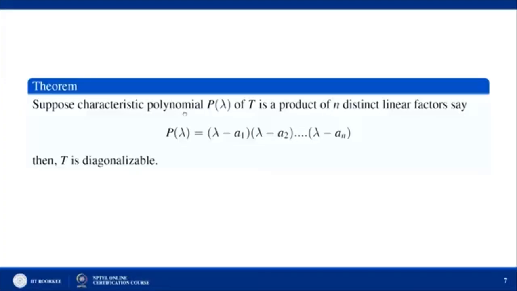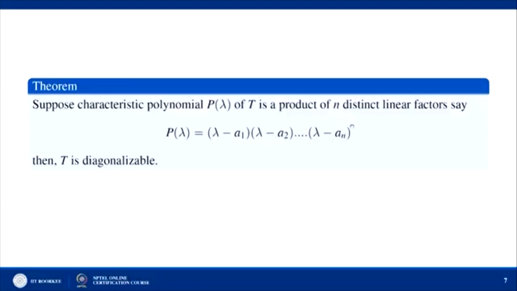Now, if the characteristic polynomial p(lambda) of T, or of A, is a product of n distinct linear factors like this, (lambda minus a1) and so on, all having power 1, then T, or the matrix, is always diagonalizable.